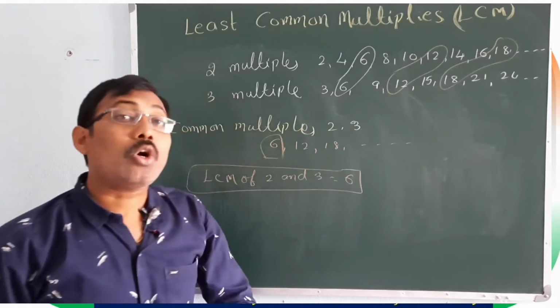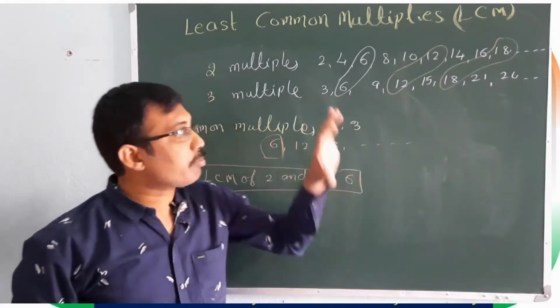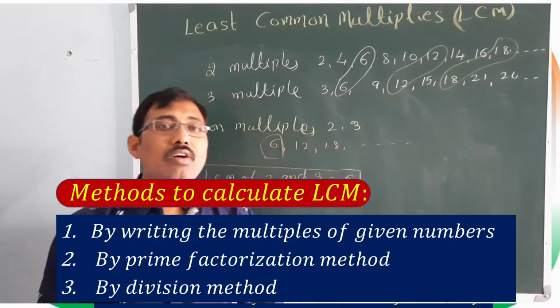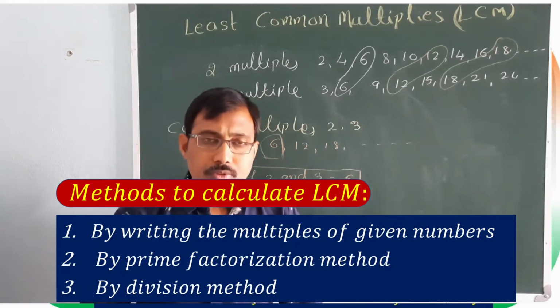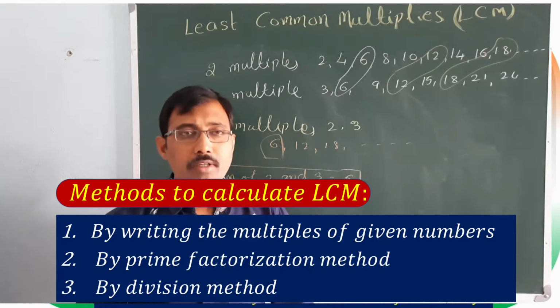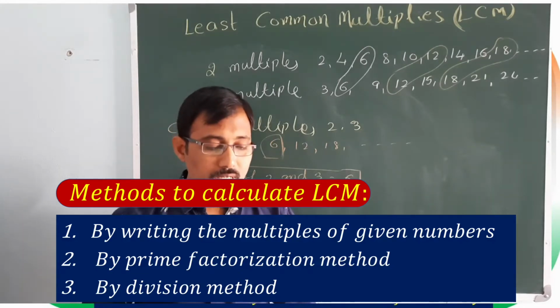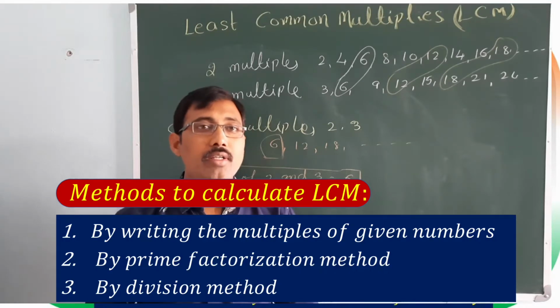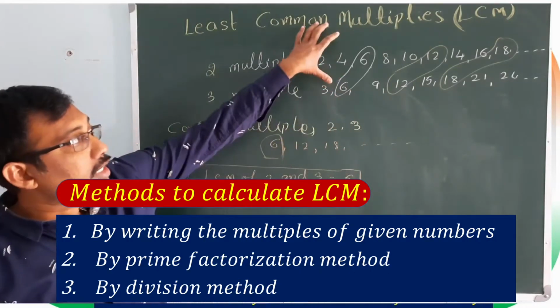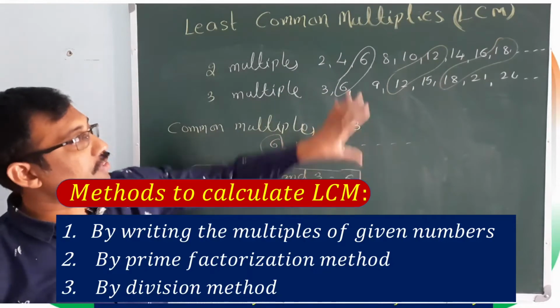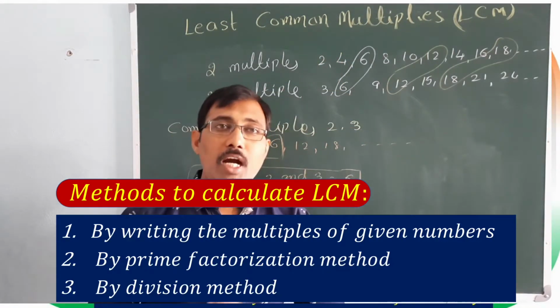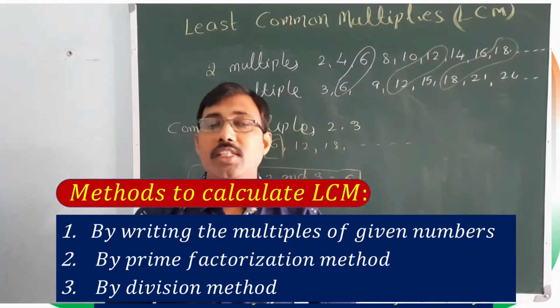Right, another thing: how to find the LCM. This is one method. There are two other methods. Observe the screen. LCM can be determined by these 3 methods. One is by writing the multiples of the given numbers, then the common multiples, and then the least number. This is the first method.